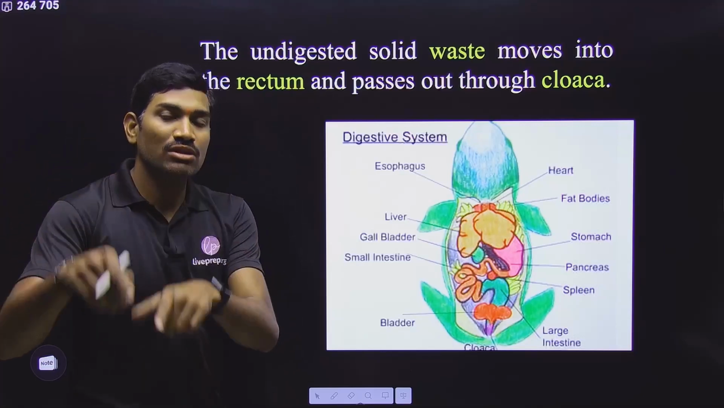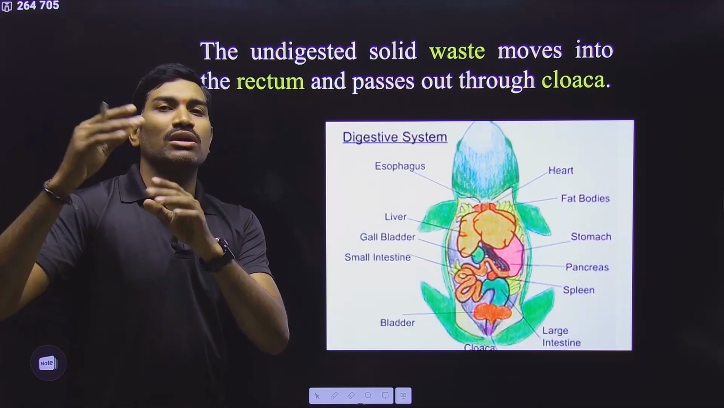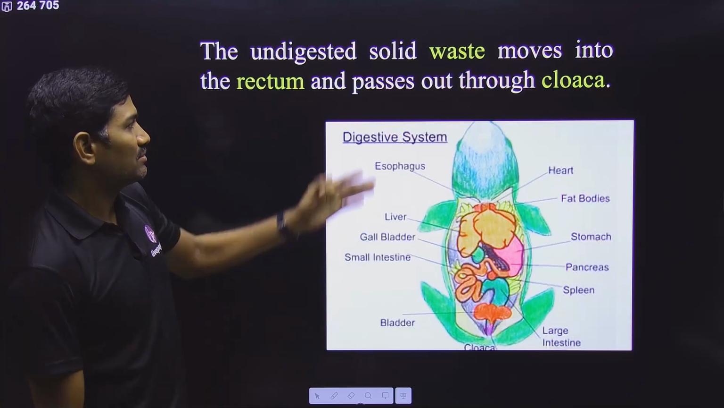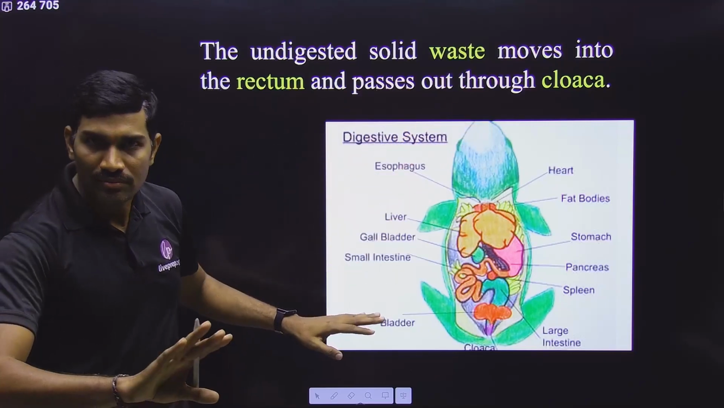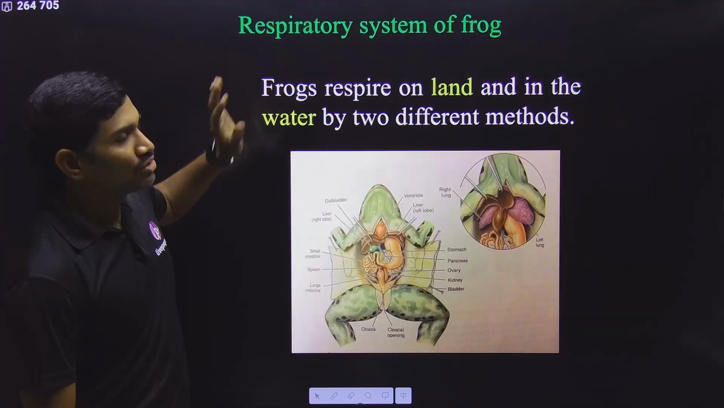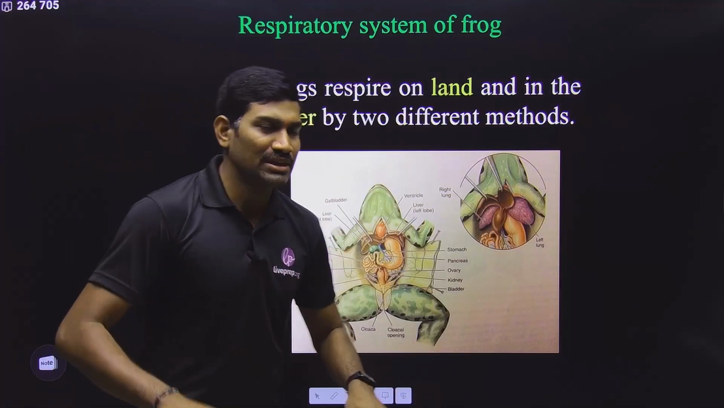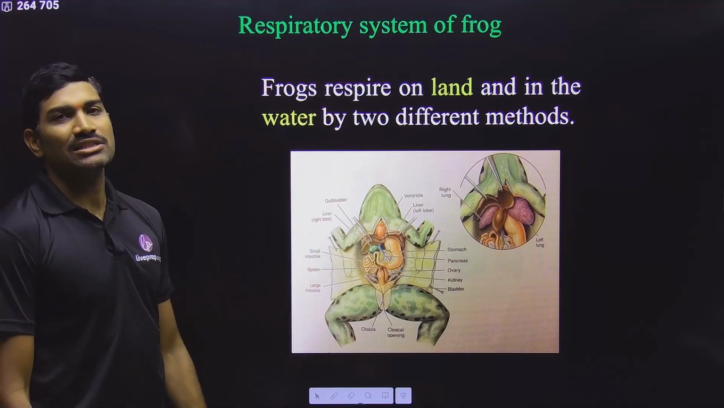From there it is going into the cloaca, and then it is released out through the cloacal aperture. This is what they are saying here. Clear? Next one. So with that, the digestive system is completed. Next one is the respiratory system of the frog.